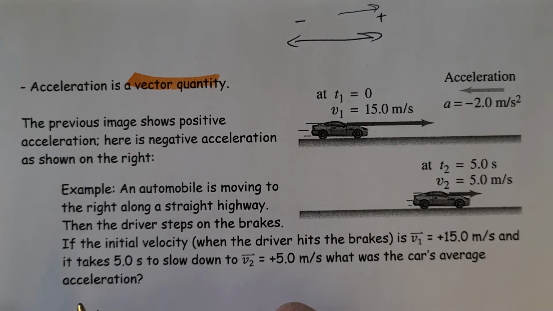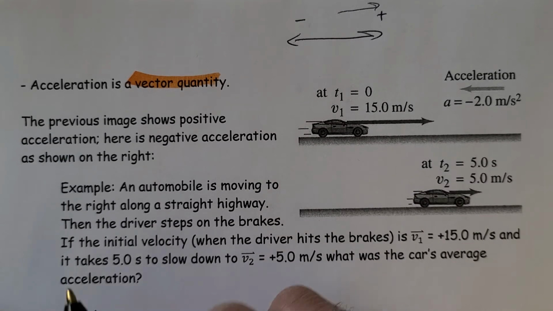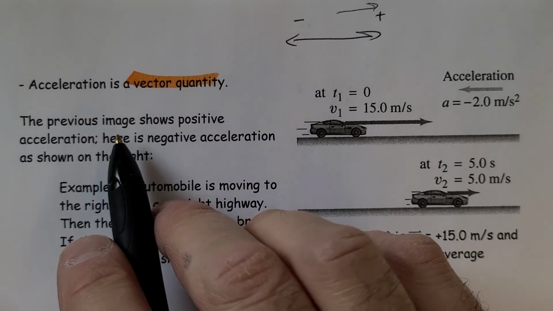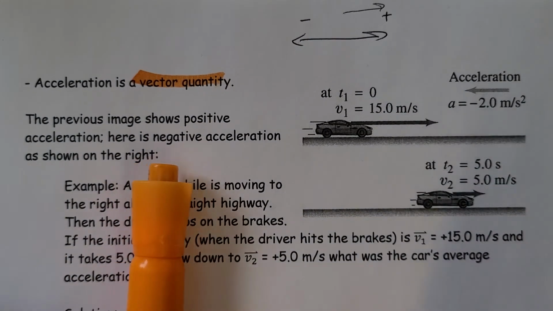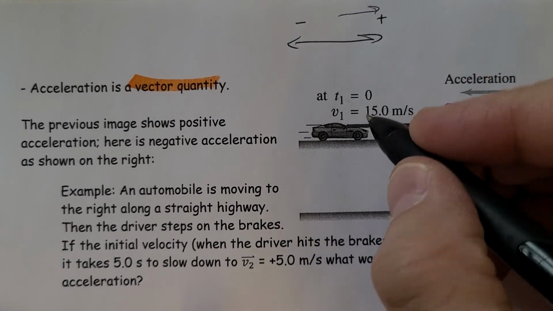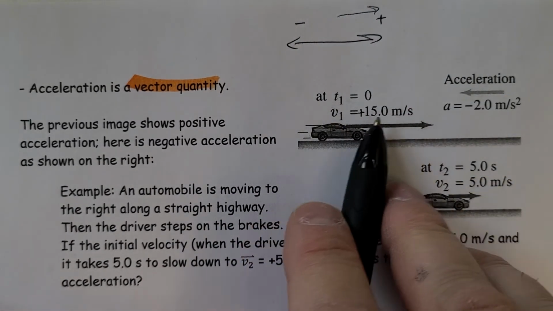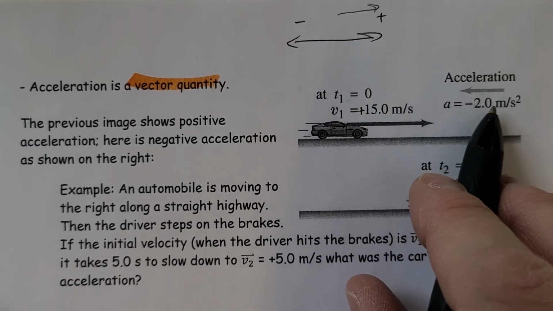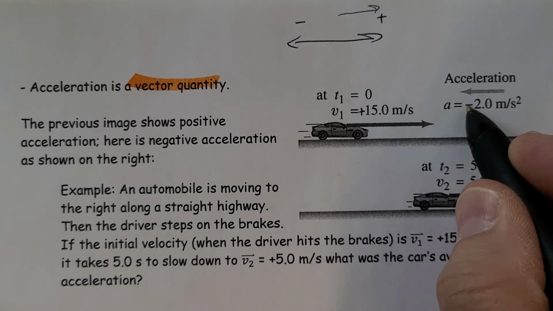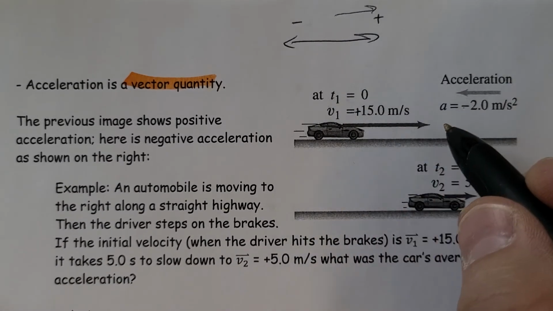So we'll take a look at that. And we have to be very careful with negative acceleration and deceleration and that terminology. So the previous image shows positive acceleration. Here is negative acceleration. So be careful here. I should put a positive right here. So this car is going positive 15 meters per second, but if it experiences an acceleration of negative, notice that the acceleration is negative, velocity is positive, so it's working against us.